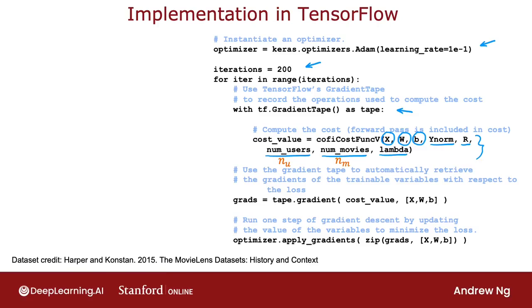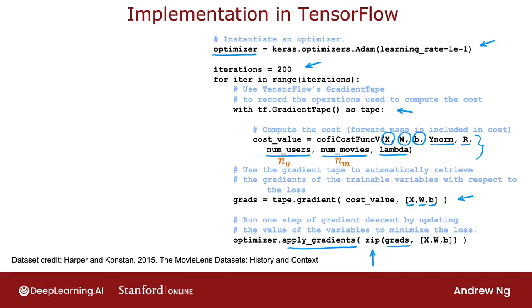And if you can implement this cost function J, then this syntax will cause TensorFlow to figure out the derivatives for you. This syntax will cause TensorFlow to record the sequence of operations used to compute the cost. And then by asking it to give you grad equals tape.gradient, this will give you the derivative of the cost function with respect to X, W, and B. And finally, with the optimizer that we had specified up on top as the Adam optimizer, you can use the optimizer with the gradients that we just computed.